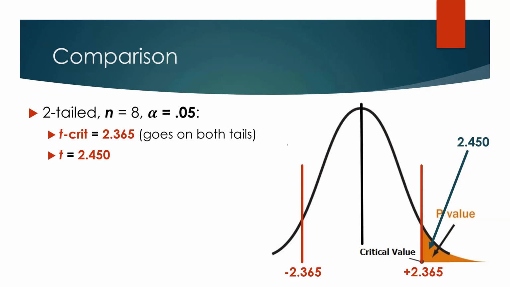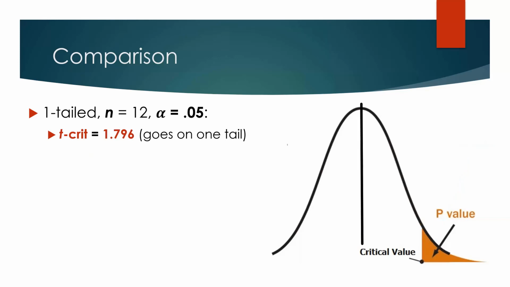Okay, so it goes past it. So because the t goes past the t-crit, we know the t-score has a probability less than 0.05. It's significant, so we would reject the null. Now, what about when you're dealing with a one-tailed test?